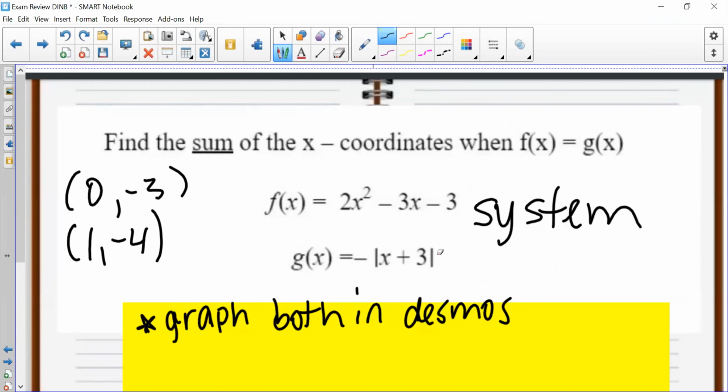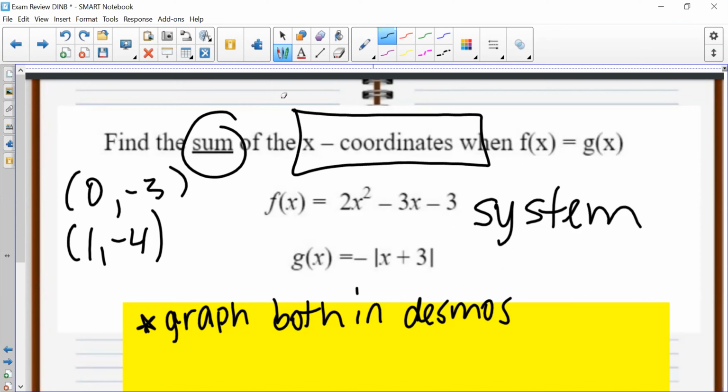So if it's asking me for the sum, that means add the x coordinates, then I'm only going to add the x's. So my x's are 0 and 1. So 0 plus 1 is just 1.